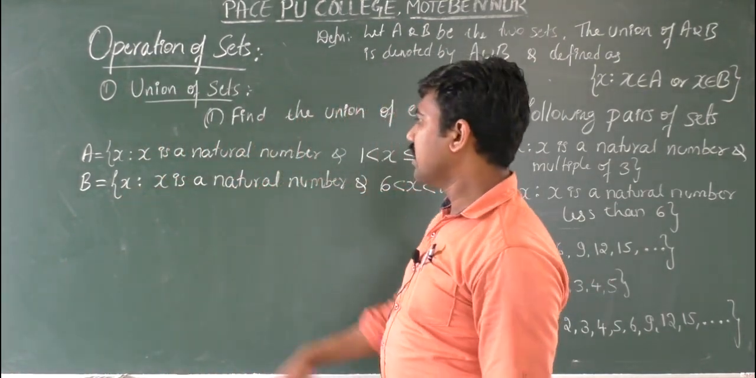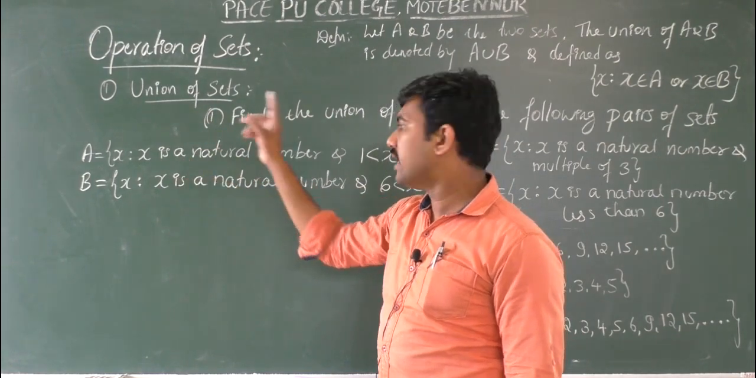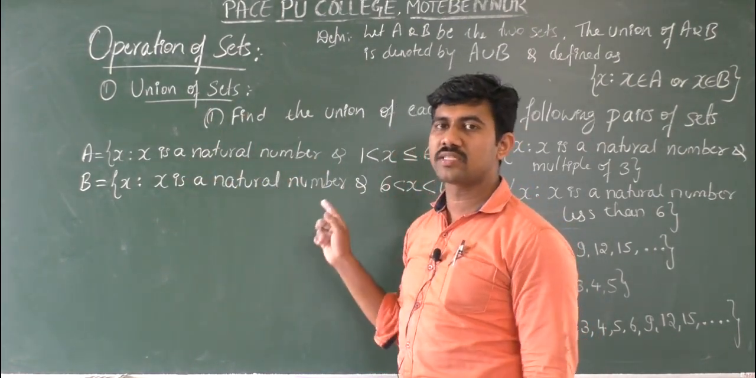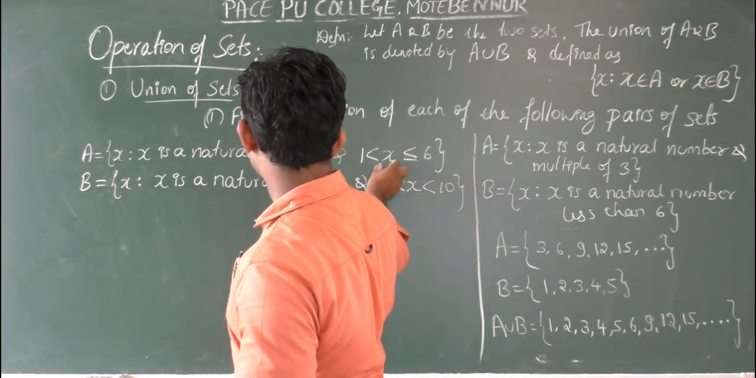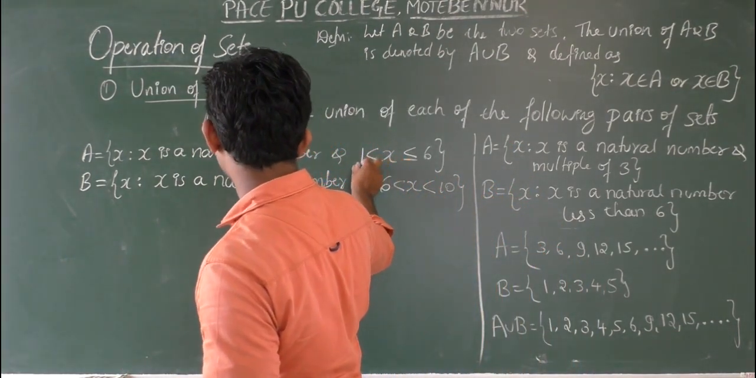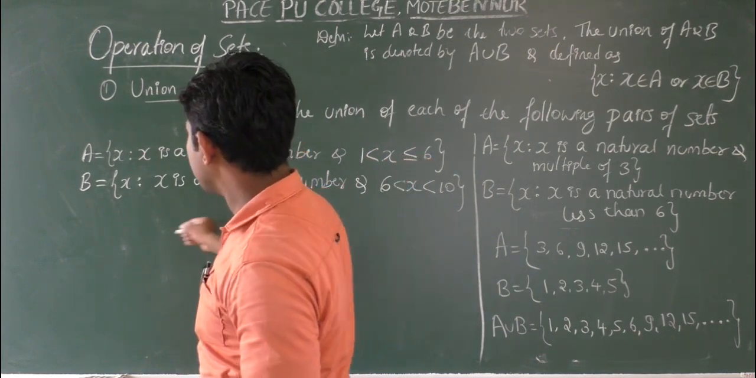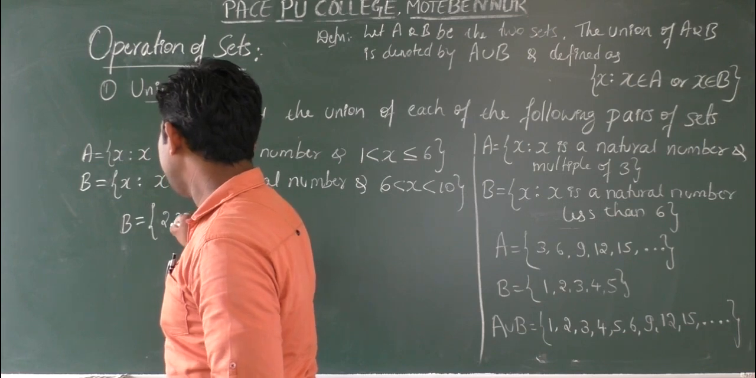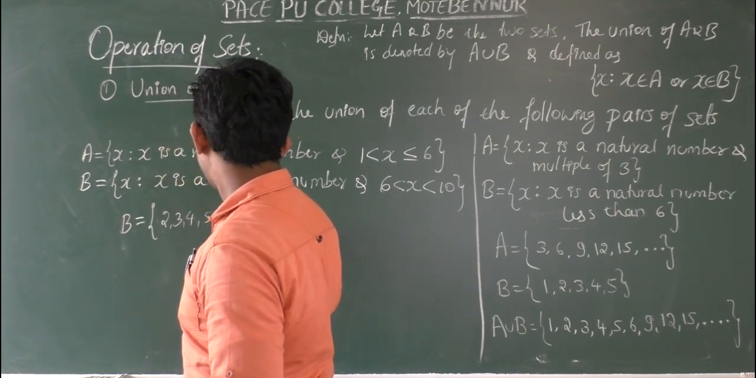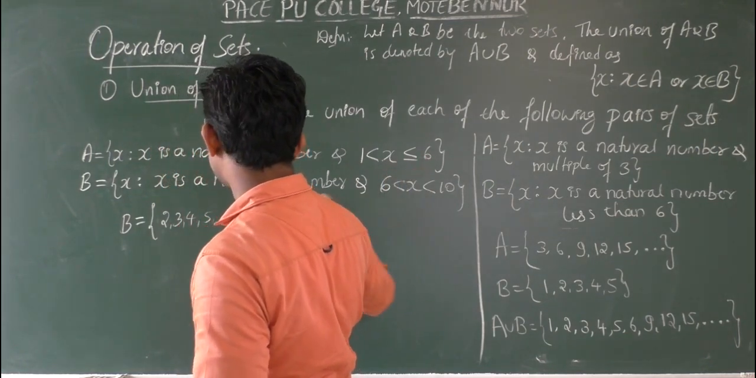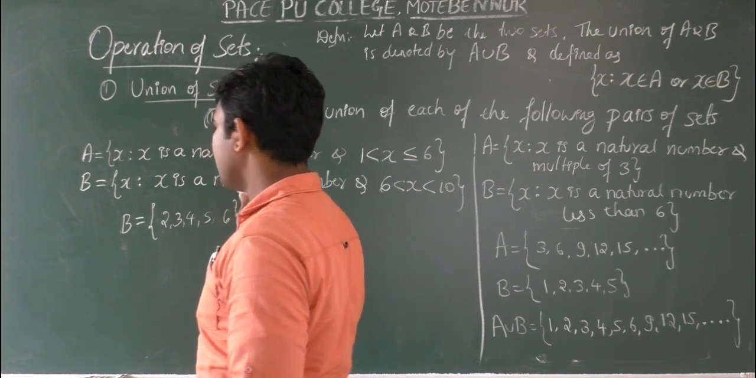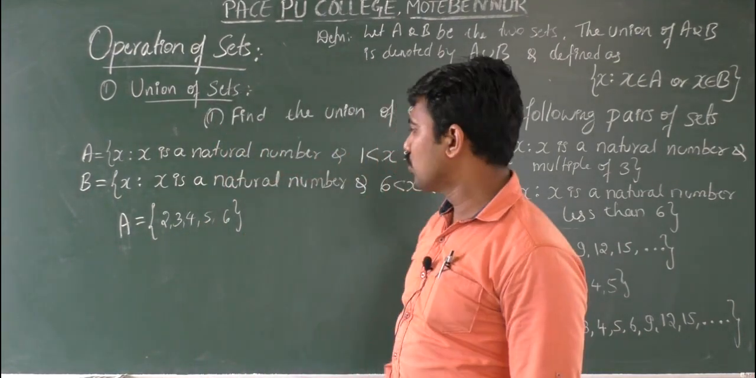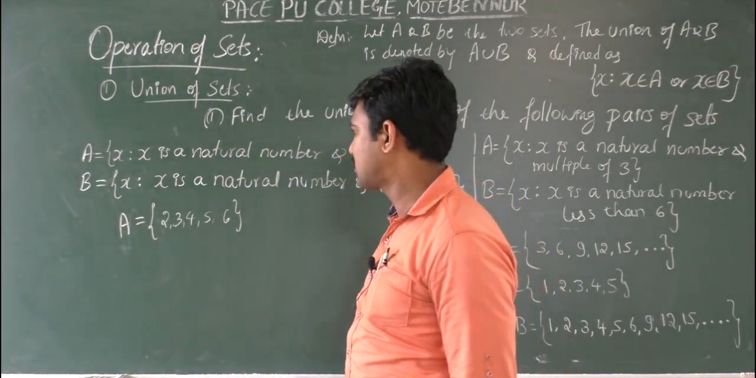Now the given A is the set of all X such that X is a natural number and 1 less than X less than or equal to 6. So what are the natural numbers we'll get here? Which should be greater than 1 and less than or equal to 6. So greater than 1, the natural numbers are 2, 3, 4, 5, and equal to 6. X can be equal to 6, so I can take 6 also. So this is the set A. A is equal to the set of all 2, 3, 4, 5, 6.